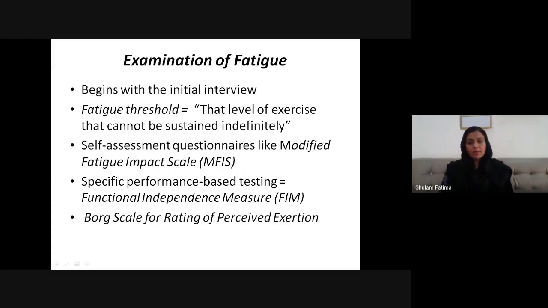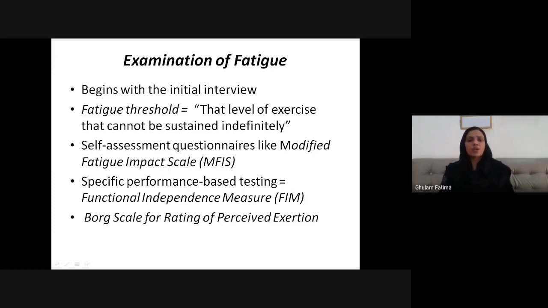Okay, now when we are discussing fatigue, we will also have to discuss how you will examine the fatigue. The examination of fatigue starts with the initial interview. And fatigue threshold is the level of exercise that cannot be sustained indefinitely. That is the point from where onward the patient is too fatigued to continue that exercise.